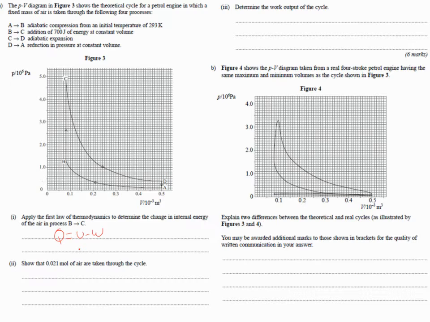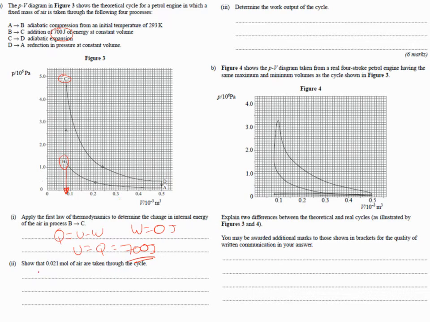So what is happening here? Well, we're being asked to go from B to C. B to C is an isovolumetric change. The volume is constant, which means the work done is precisely 0 joules. So the change in internal energy is purely the thermal energy added, which means that that is equal to 700 joules, as we're told in this part of the question.